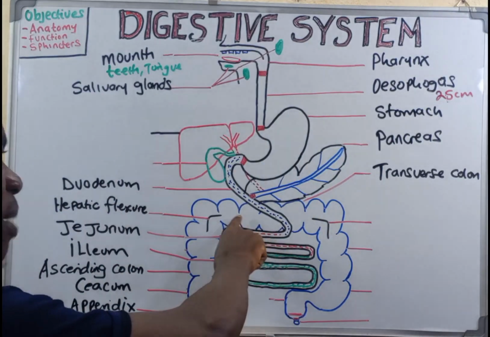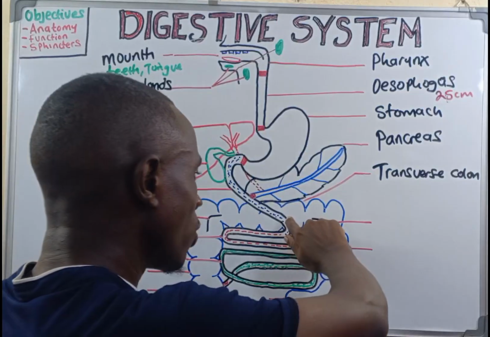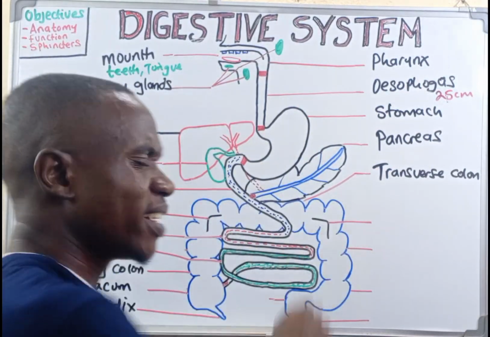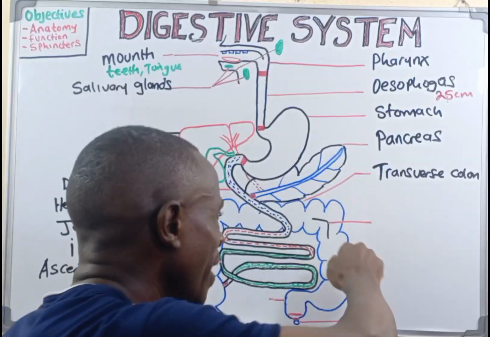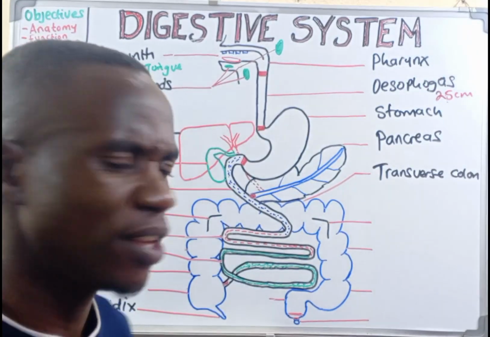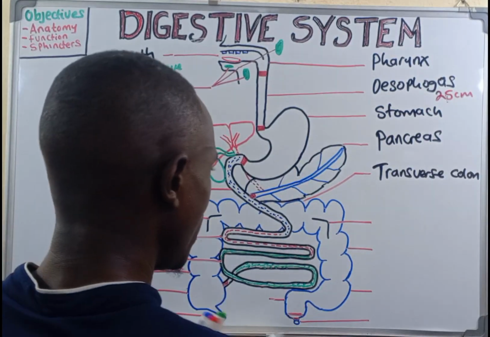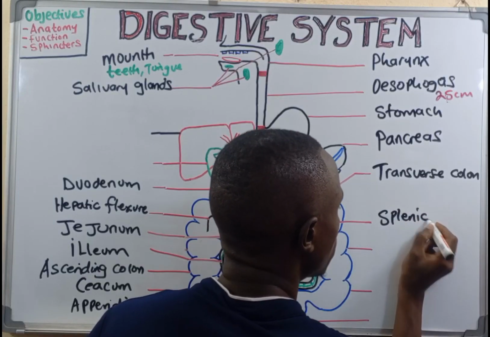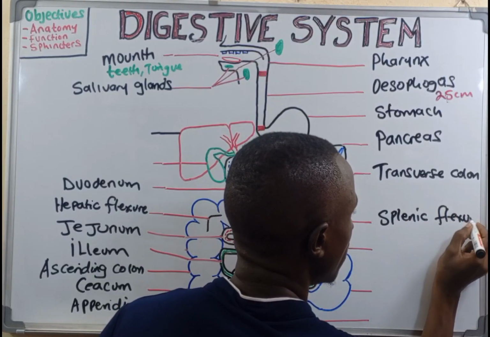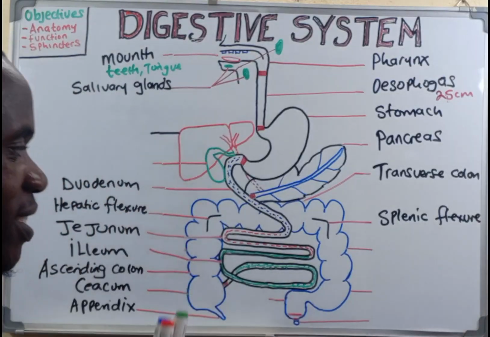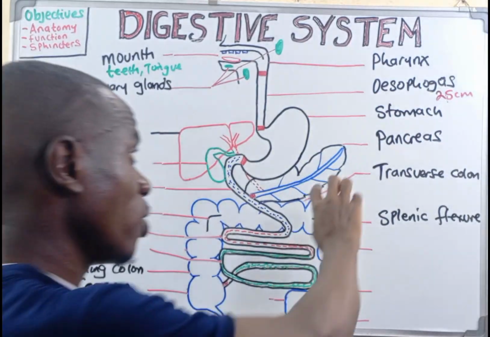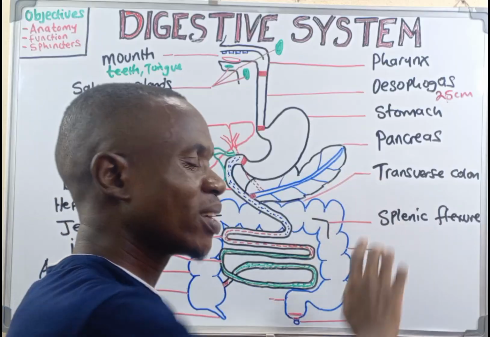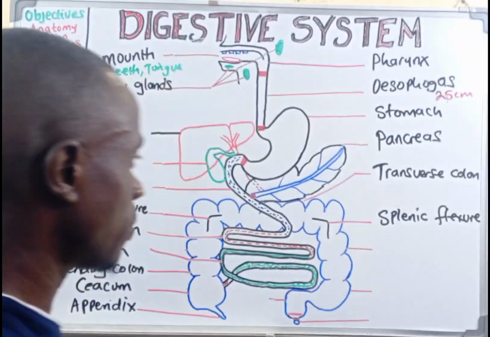And then, when we come to the transverse colon, it reaches here, and then it bends down. You see, there's again another flexure here. You know how do we call this bend here? This bend is what we call the splenic flexure. Because we have the spleen somewhere just up here, that's why it's called the splenic flexure.